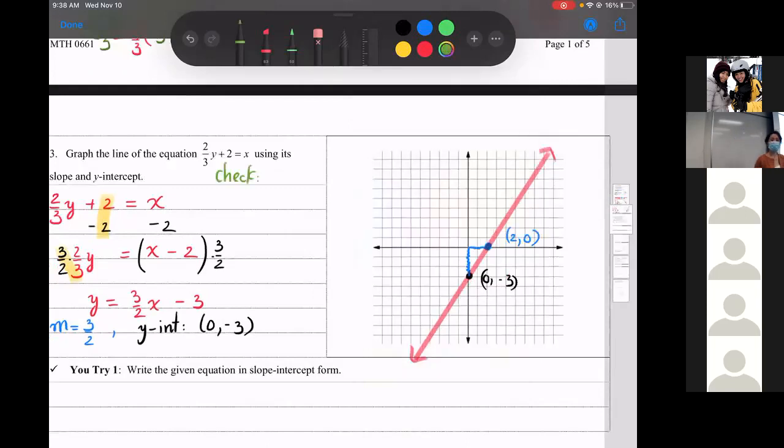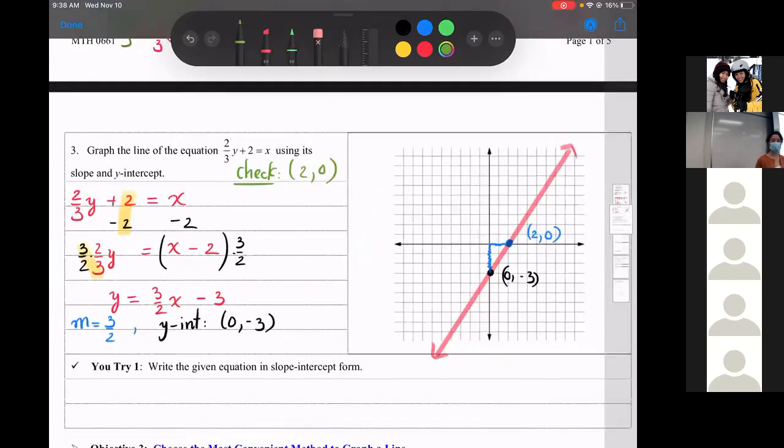What point am I using? I'm using the blue point, (2, 0). I'm gonna plug it into the slope intercept form. Or you can do the original, doesn't matter to me. Okay, so it's gonna be 3/2 times parentheses minus 3. 3/2 times x, so 3/2 times 2 or times 0?